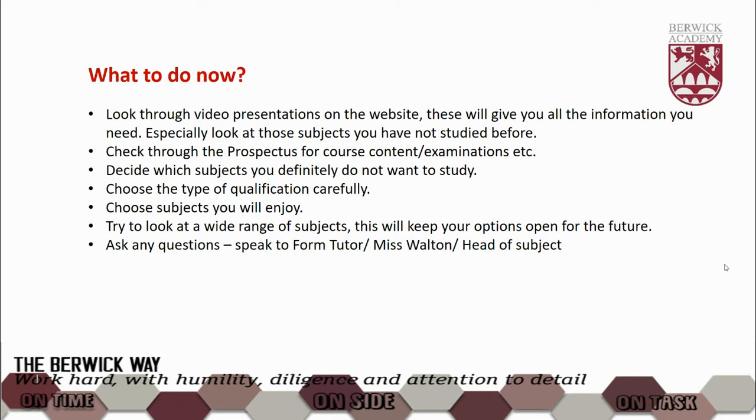It might help to decide which subjects you definitely don't want to study to narrow your options. Choose the type of qualification really carefully. These are all 2-year courses. We want to be studying something we enjoy and something we are interested in. Try and look for a wide range of subjects, and that will keep your options open for the future. And if you have any questions, please speak to your form tutor, to Miss Walton, or the head of the subject you are concerned about.